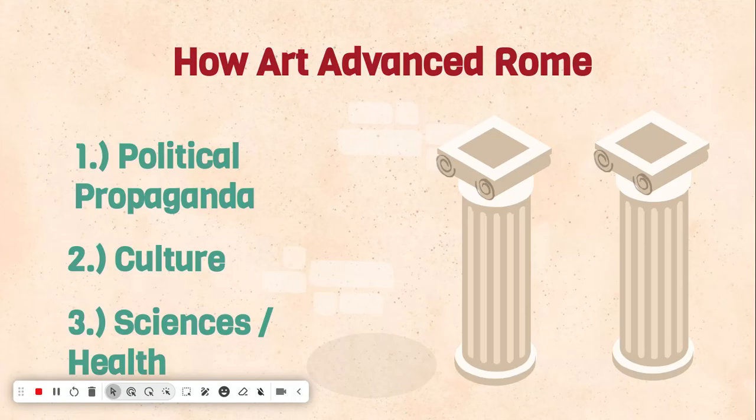And then number 3 is science and health. We see with Leonardo da Vinci that he created not just artwork but sketches of health relating to pieces of the arm or leg, and it showed the muscle structure, the bone structure, and it really helped paint a picture of what art can show and how much art can help those around us.